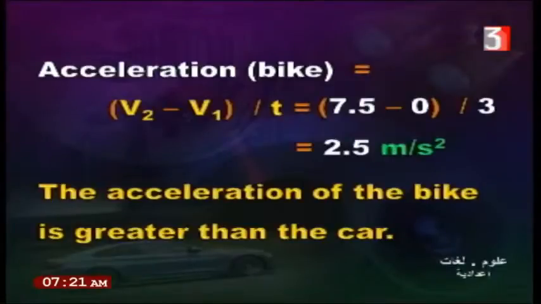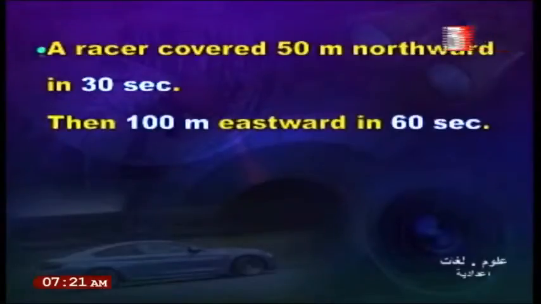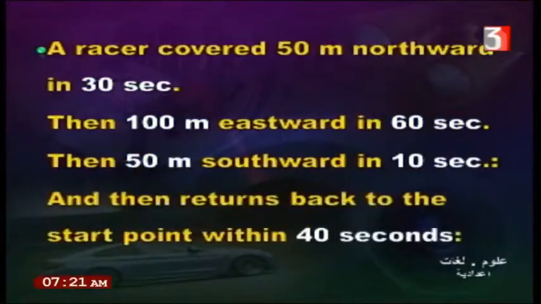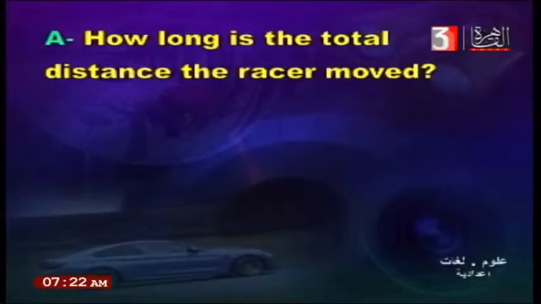Next one. A racer covered 50 meters northward in 30 seconds, then 100 meters eastward in 60 seconds, then 50 meters southward in 10 seconds, and then returned back to the start point in 40 seconds. So, what is the total distance the racer moved?